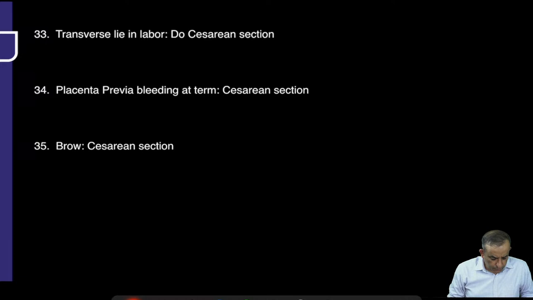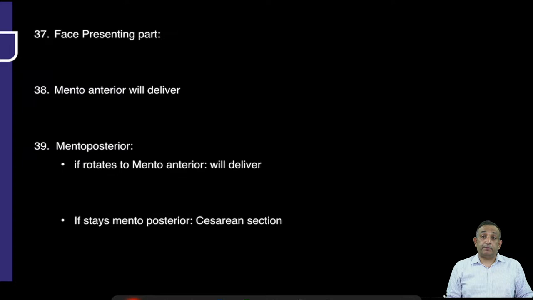Now, face presenting part. You must know the presentations are what? Cephalic presentation, breech presentation, shoulder presentation. Now in cephalic presentations, depending on the attitude of the head, there might be a vertex, there might be a brow, or there might be a face. So face presenting part can deliver, because of the diameter of engagement.